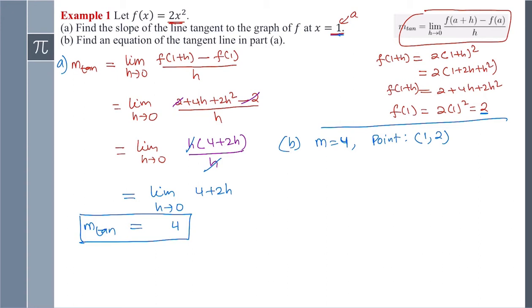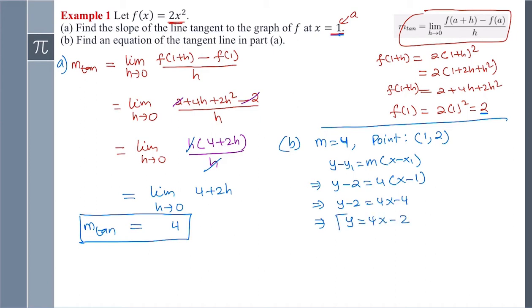So we can just use the point-slope form here. We can write y minus y1 equals m times x minus x1. If you want, you can also use the slope-intercept form of the equation. Now, this is y minus y1, which is 2, equals m, which is 4, times x minus x1, which is 1. This gives us y minus 2 equals 4x minus 4. If we add 2 on both sides, we get y equals 4x minus 2. And this is the equation of the tangent line.